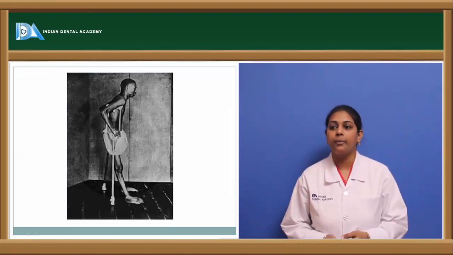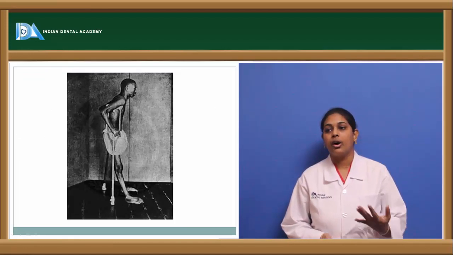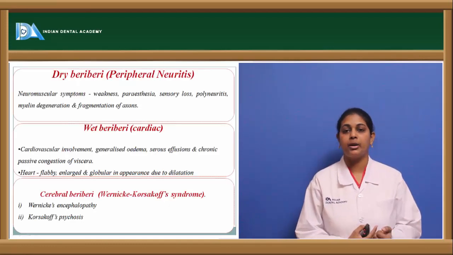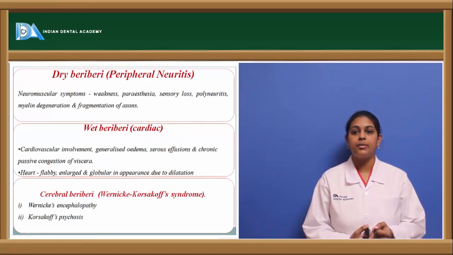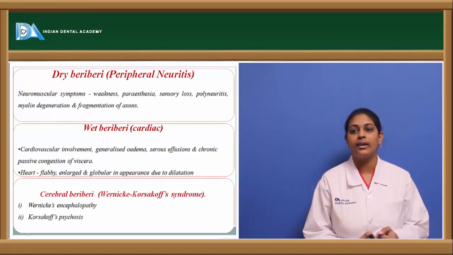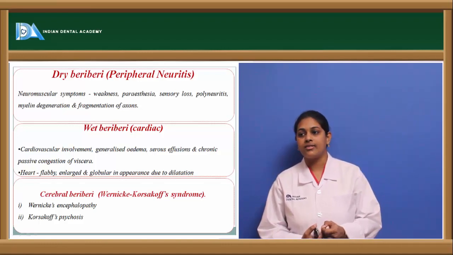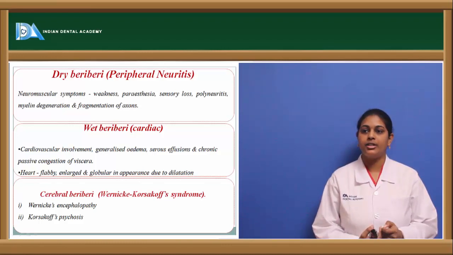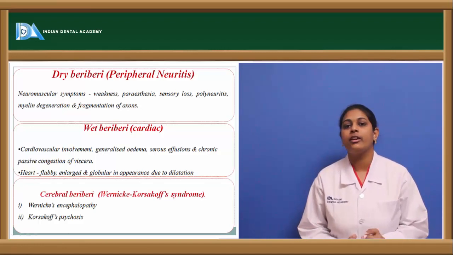So there is a picture showing the patient affected with beriberi, showing neurological and cardiovascular function problems, as well as Wernicke-Korsakoff syndrome. So coming to dry beriberi, also known as peripheral neuritis, since it most commonly affects the neuromuscular system, it is termed dry beriberi. And these patients usually manifest with weakness, paresthesia, that is partial loss in sensation, otherwise complete sensory loss, polyneuritis, myelin degeneration, as well as fragmentation of the axons. So these are the conditions which we see in dry beriberi.